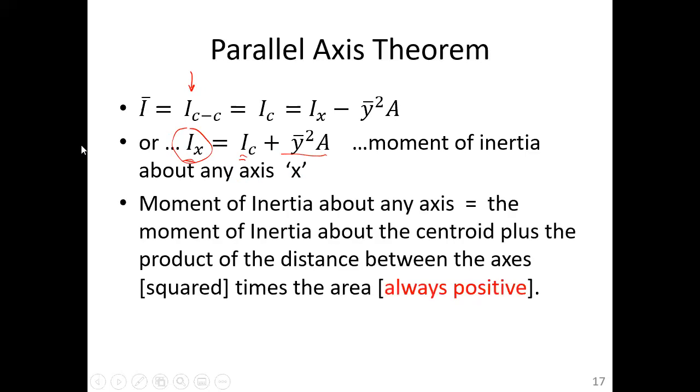So again, the moment of inertia about any axis is equal to the moment of inertia about the centroid plus the product of the distance between the axes squared times the area. This number is always positive. Moment of inertia is always positive, or zero, could be zero. And y bar could be positive or negative, but you're squaring it. And then the area, again, we don't have any negative areas. So moment of inertia is always positive. And then similarly, we did this about the x-axis. You could do the same exercise for the y-axis.